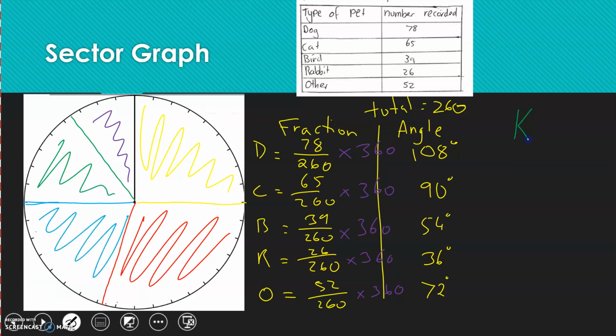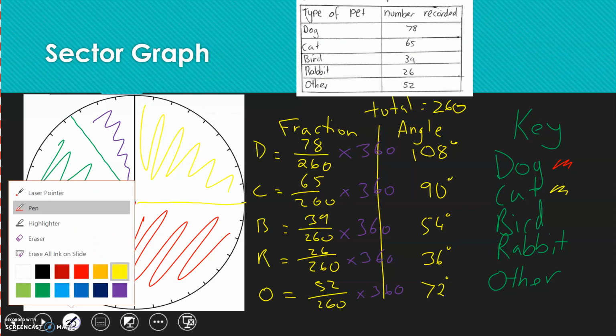So over here we have our key. And so our animals are dog, cat, bird, rabbit, and other. And then next to them, we can just put the colors. So our dog was red. Our cat is yellow. Our bird is green.